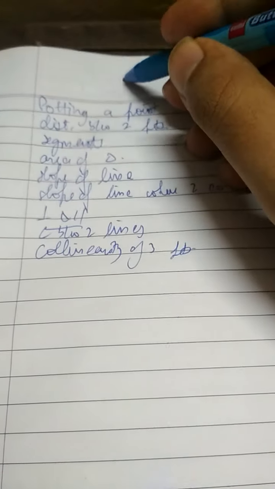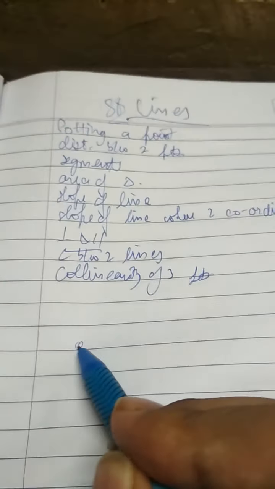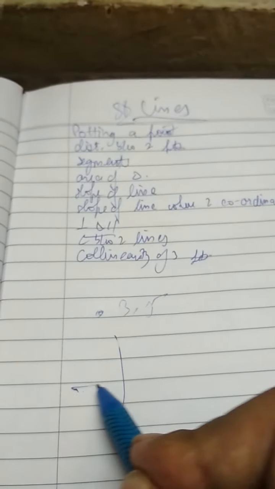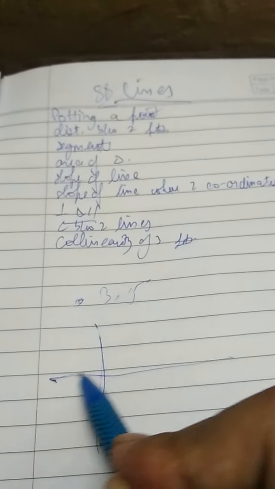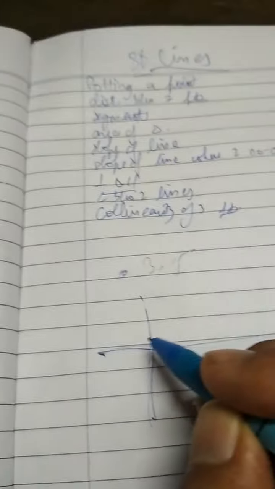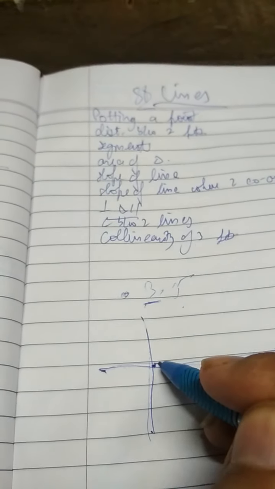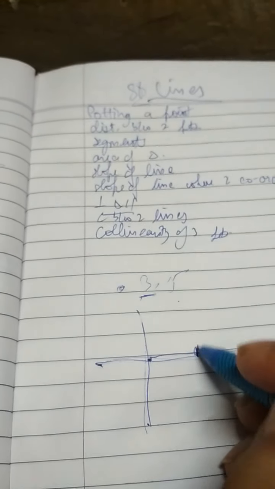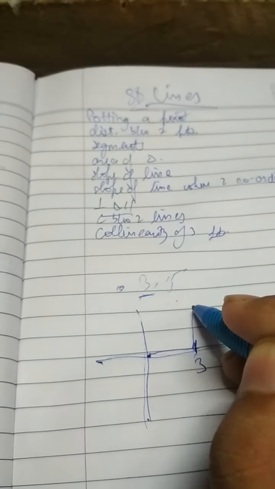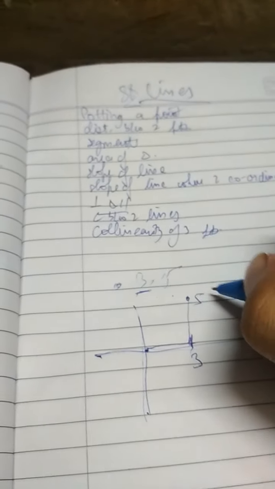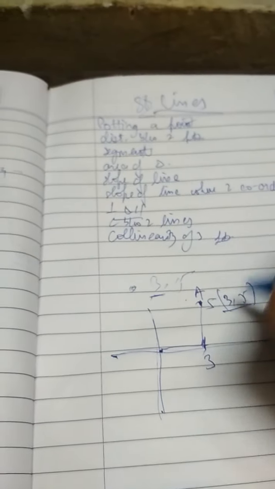So today let's study a new chapter, lines, straight lines. So we know how to plot a point. Suppose we have a point (3, 5). How do we plot this? We plot this on a Cartesian plane. This is the y-axis. This is the x-axis. It is (3, 5). Since it is 3 first, in the x direction we go till 3. In the y direction we go till 5. This point is given by (3, 5). This point A is (3, 5).